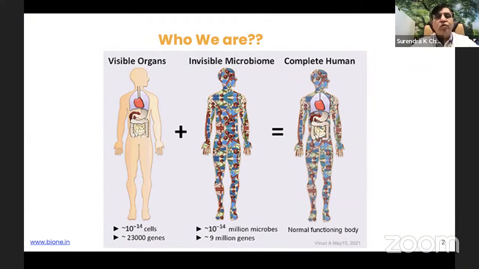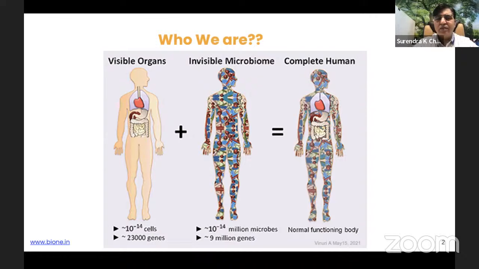If you look at who we are, there are two parts of the human system. One is the genetics, controlled by human DNA, which covers the cells, organs, and systems that we can see. That is called the visible system. And we have another part, called the invisible microbiome, which resides in different parts of the human body. Both combined, the invisible microbiome lives in symbiosis with the human organ system, making the complete human system.